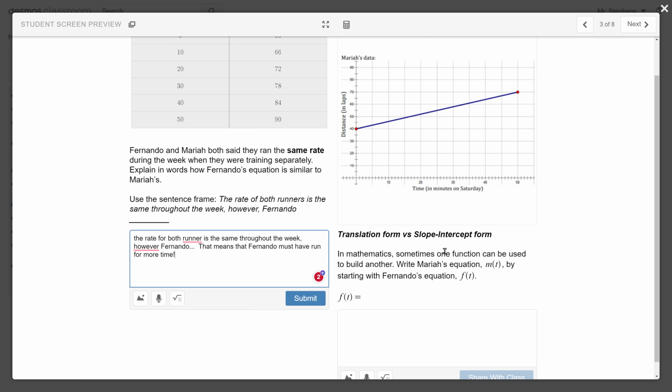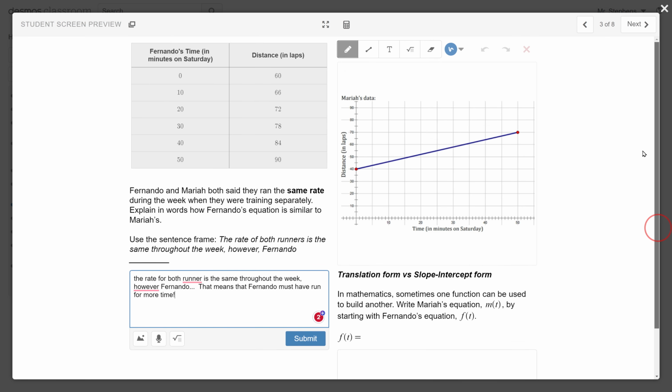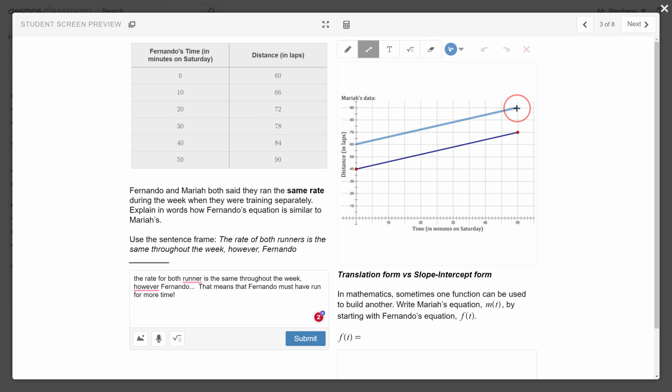Translation form versus slope-intercept form. Sometimes one function can be used to build another. Write Maria's equation M of t by starting with Fernando's equation. So again, if we draw Fernando's equation, he started at 60, had the same rate, and ended up at 90 at the end.